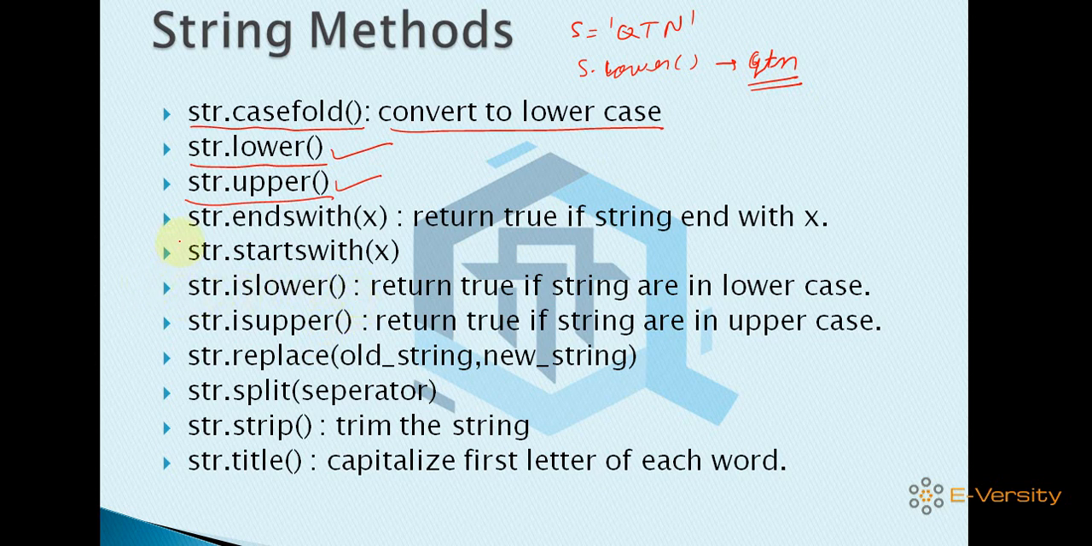And str dot endswith x returns true if the string ends with x. You can pass any character or a substring, and it checks whether the string ends with it or not. Another, the reverse process, is startswith x, which returns true if the string starts with x. It returns either true or false.